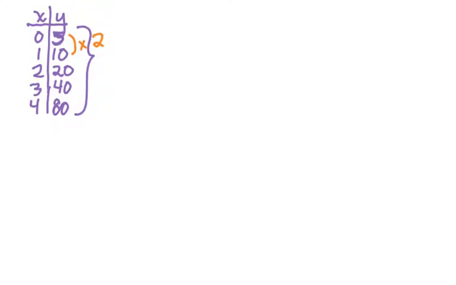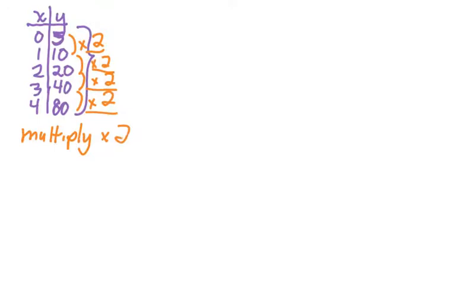Because 5 times 2 is 10. 10 times 2 is 20. 20 times 2 is 40. And 40 times 2 is 80. So notice this time, each time I had the number, I multiplied by 2. Well, that means I have got an exponential relationship. Exponential, that means it's multiplying right here.